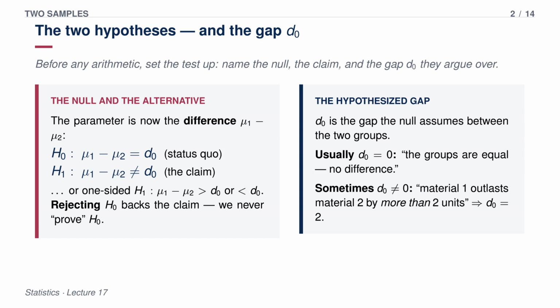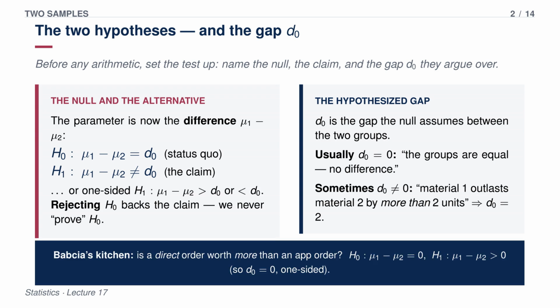So what is this d-naught? It's the gap the null is willing to grant. Usually it's just 0. The two groups are equal, no difference. But sometimes it isn't. If the claim is material 1 outlasts material 2 by more than 2 units, the null digs in at exactly 2. d-naught equals 2. For Babcia's kitchen, the claim is that a direct order is worth more than an app order. So H-naught, mu1 minus mu2 equals 0. H-one, mu1 minus mu2 is greater than 0. d-naught is 0, and the test is one-sided.